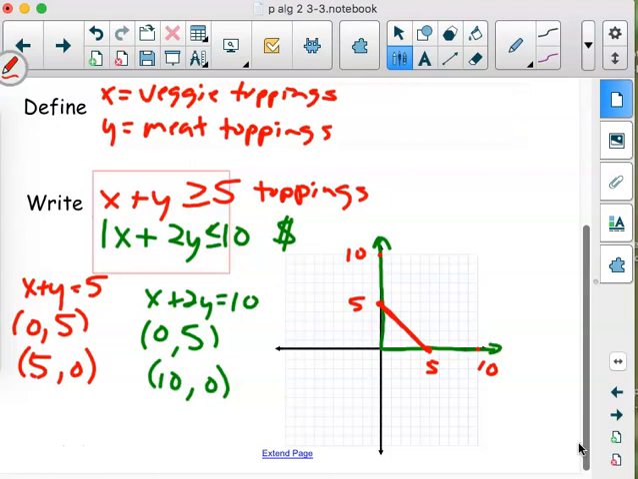And connect them up. And this time I'm not putting arrows on my graphs, and that's because this is real life and you can't order a -3 veggie toppings. That's just not okay. They're going to look at you like you're crazy.